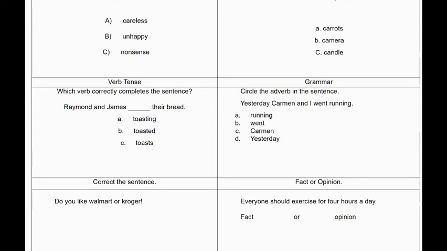Box number 3, we need to say which verb correctly completes the sentence, Raymond and James blank their bread. In box number 4, again, we need to circle the adverb, so the word that is describing the verb. In box number 5, correct the sentence with capitalization and punctuation. The sentence says, do you like Walmart or Kroger?